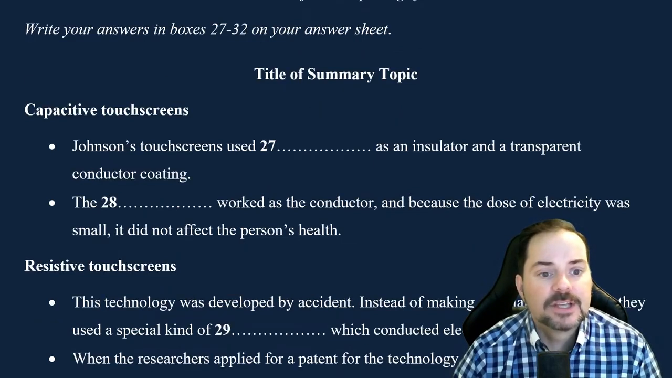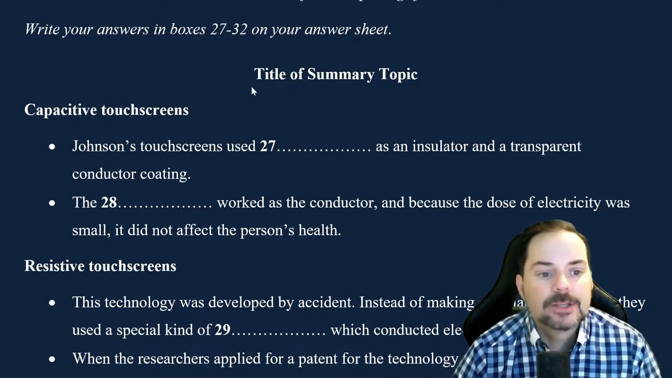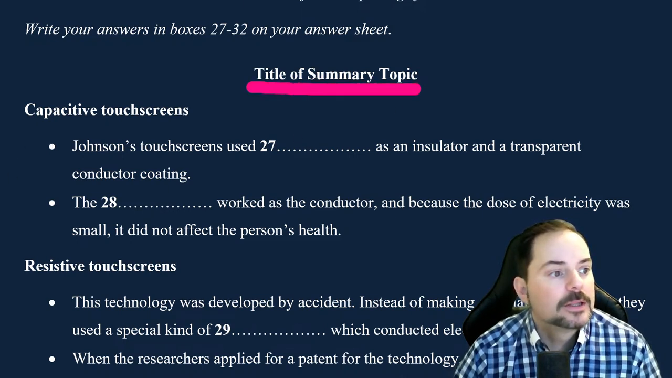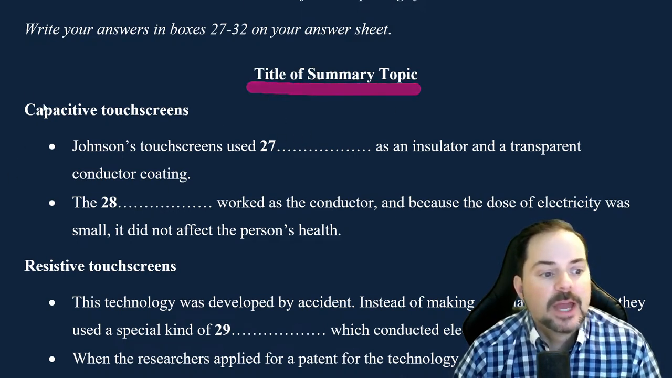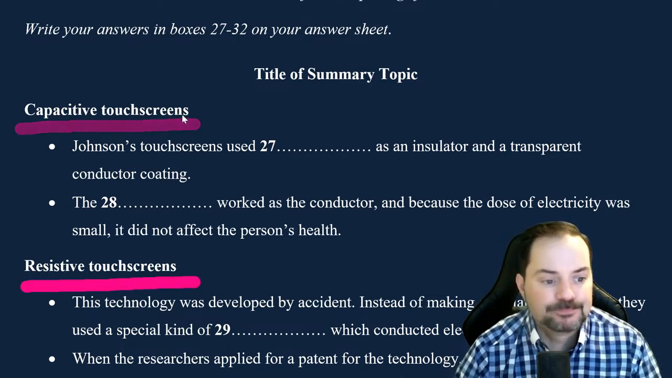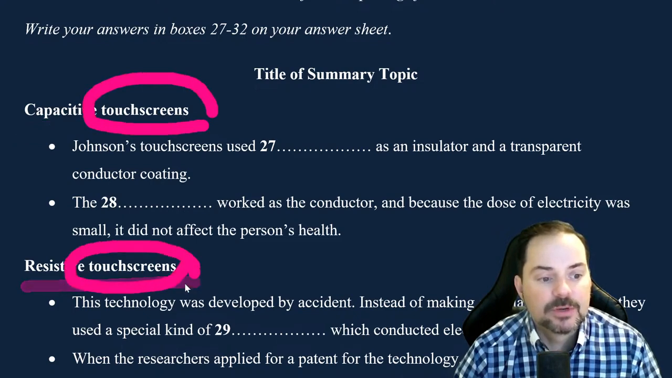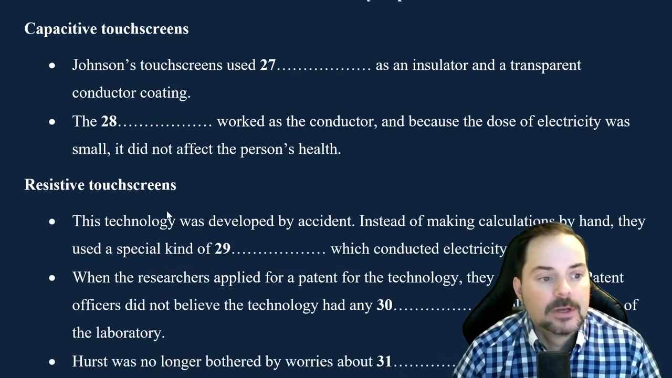Title of a summary topic. Okay, so that means it's basically a summary of the entire passage. All right, so title of summary topic. Let's look at this. And then we've got subtopics, which is really helpful. Capacitive touchscreens, resistive touchscreens. Okay, so right away I noticed that there's two types of touchscreens that are going to be discussed in this passage, which is good.